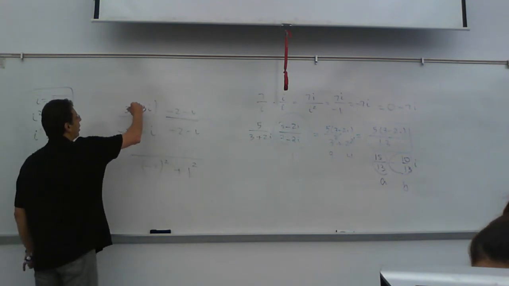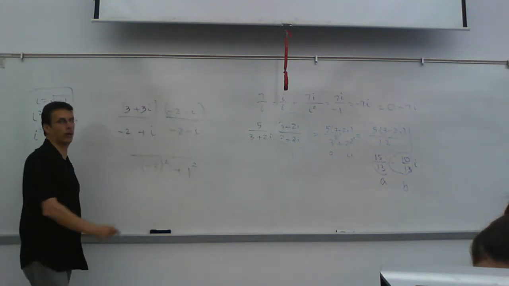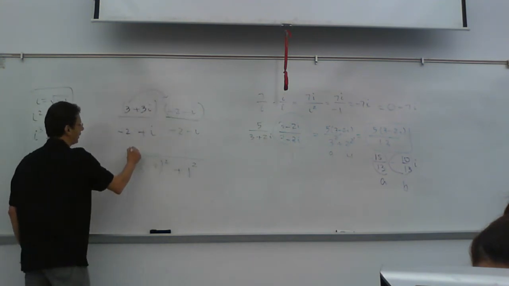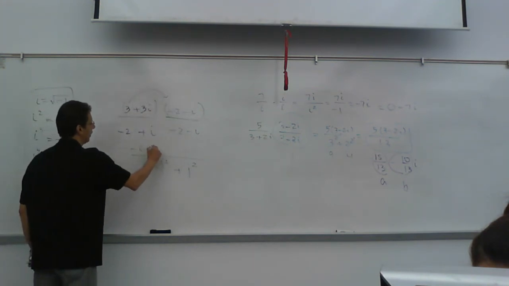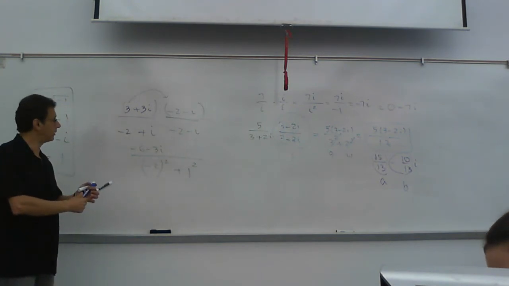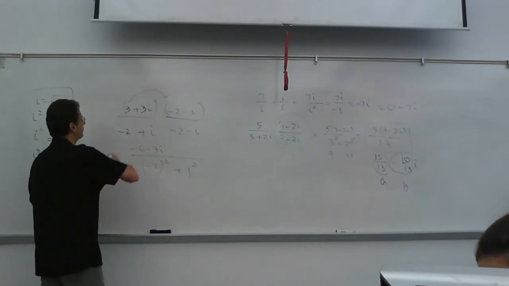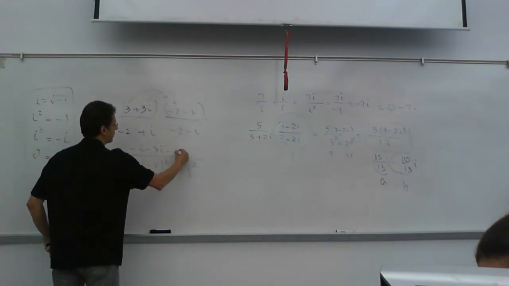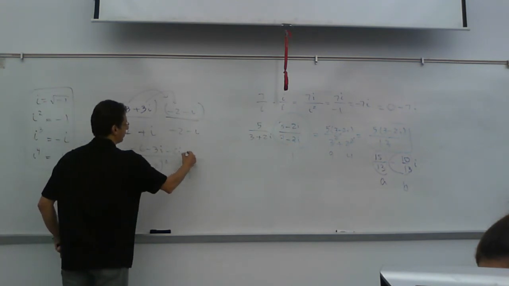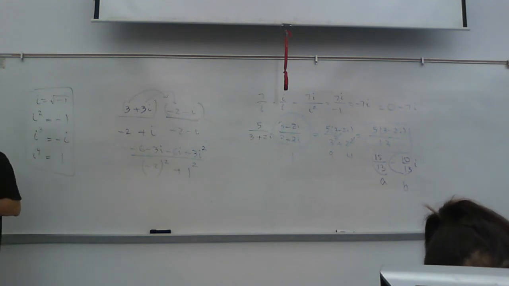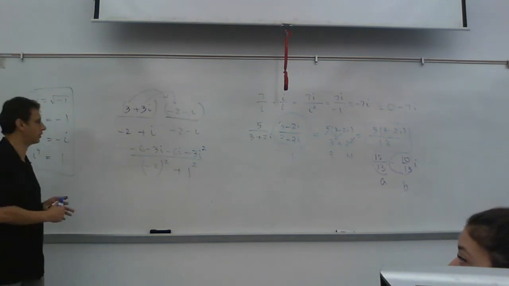But what about the top? Now we are going to FOIL. All right? So to FOIL, I'm going to multiply the 3, and I get minus 6 minus 3i. Is that right? Everybody? Then we're going to multiply the 3i. So what do we get? Minus 6i, minus 6i, and minus 3i squared. I highly recommend you just write it the way it is and then change it accordingly.